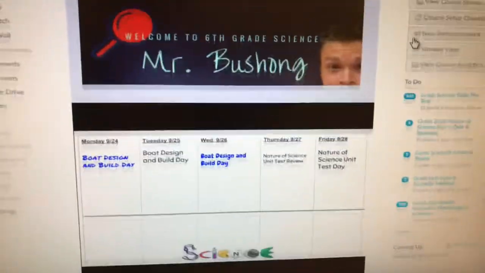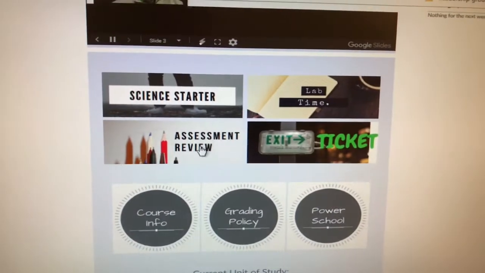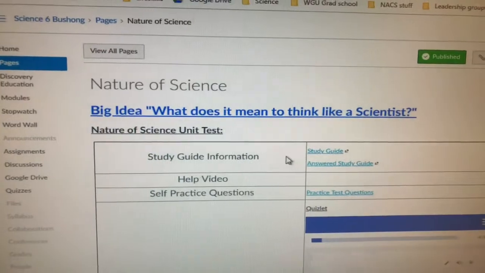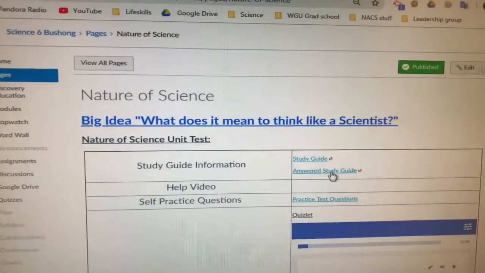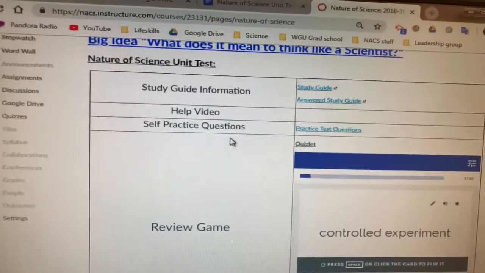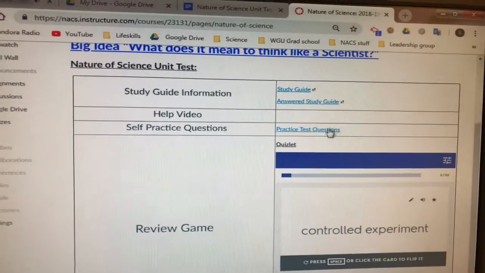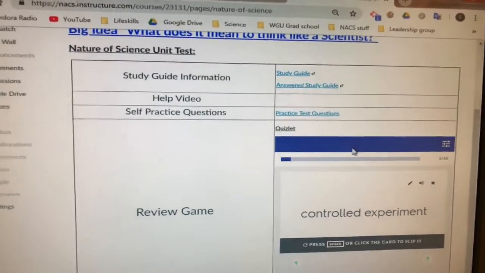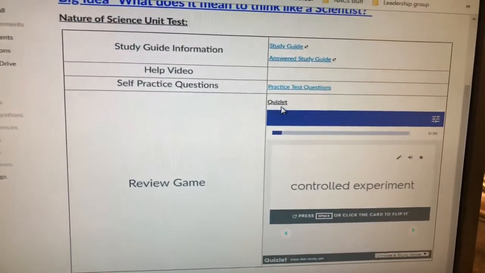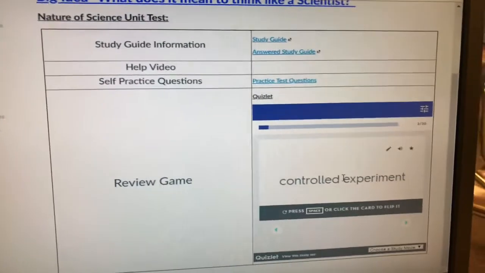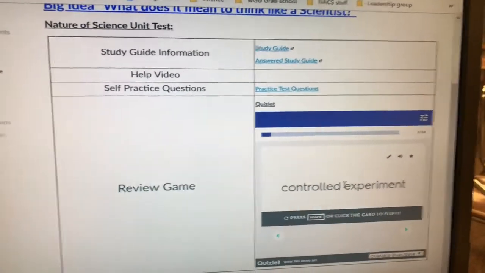Real quick, on Canvas, I'll show you how to get to the review stuff. You got the study guide today, and there's a couple things on here for you to start looking at. So if you go to our homepage, and then scroll down to assessment review, on here there's the study guide blank. There's an answered study guide. This help video will be embedded right here, and then there's some self-practice questions. This one's like 10 questions long, and then there's a review with some Quizlet vocab terms, and you can go through and check and see how well you know those things.